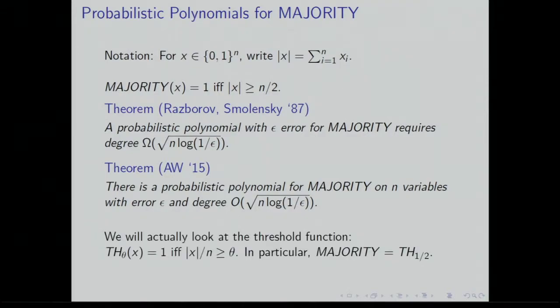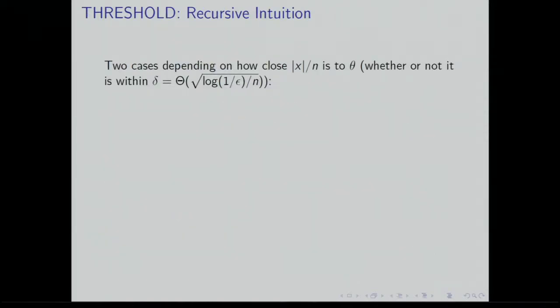So let me tell you how our construction works. We're actually going to look at the threshold function. Its parameter is theta, and it's 1 if the fraction of ones in the vector is at least theta. So in particular, the majority function is this with theta equals a half. The details here are very tricky, but I'm going to try to give you all the big ideas in just one slide. So we're going to use a recursive idea.